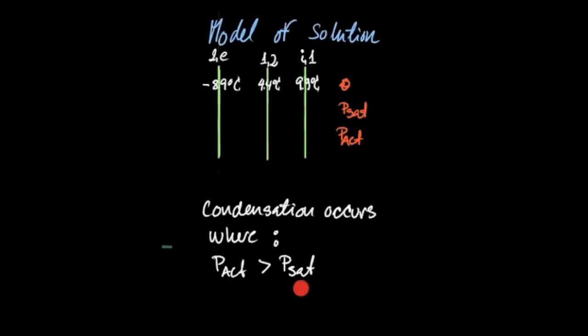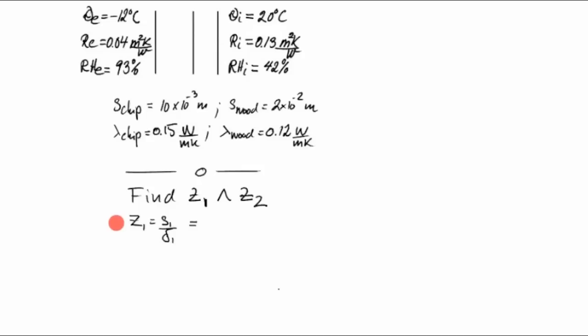The formula to find resistance to diffusion, and the symbol is Z, is to take the thickness of the layer and divide it by the vapor permeability of the layer. And you must Google the vapor permeability because it can be difficult to find in a table.